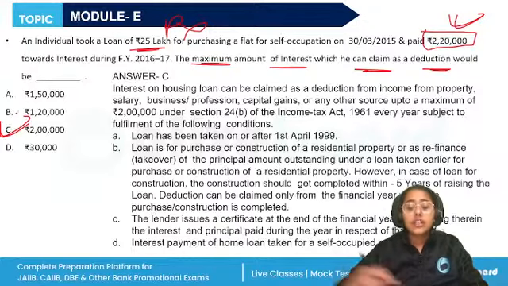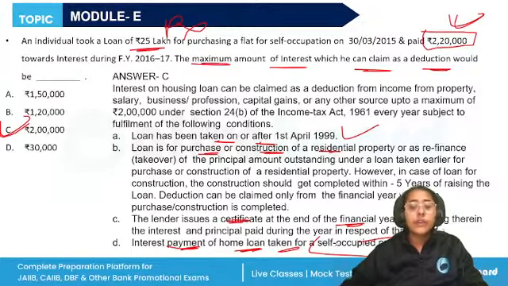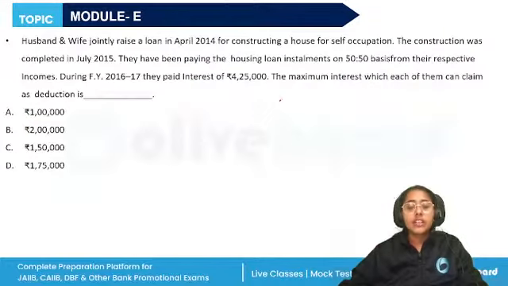And there are certain conditions. The loan has been taken on or after 1st of April 1999. The loan is for the purchase or construction of a residential property or as refinance of the principal amount. The lender issues a certificate at the end of the financial year, and the interest payment of the home loan is taken for a self-occupied property. All right, so this is given in Section 24B of the Income Tax Act. It talks about the deduction on interest payment on home loans.